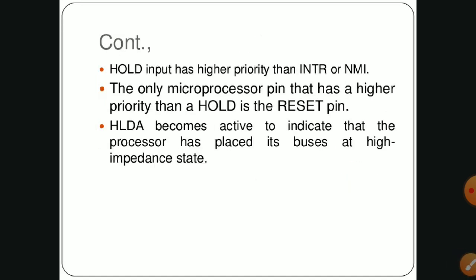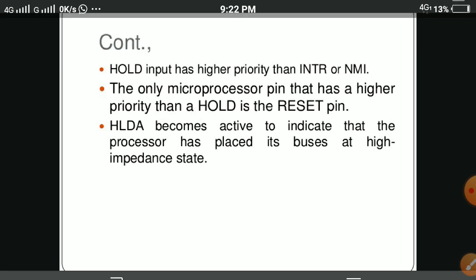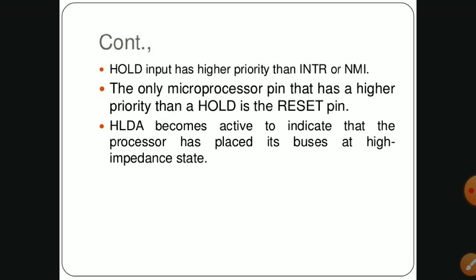And see here, hold input has the higher priority than the INTR or NMI pin. There are two types of interrupt pins for the 8086, which always have the highest priority: the INTR pin and the NMI pin. NMI is the non-maskable interrupt pin. Apart from these two, hold input has the highest priority.